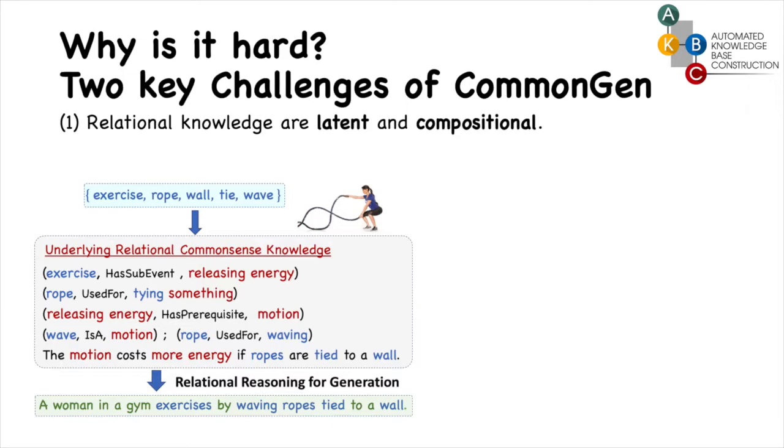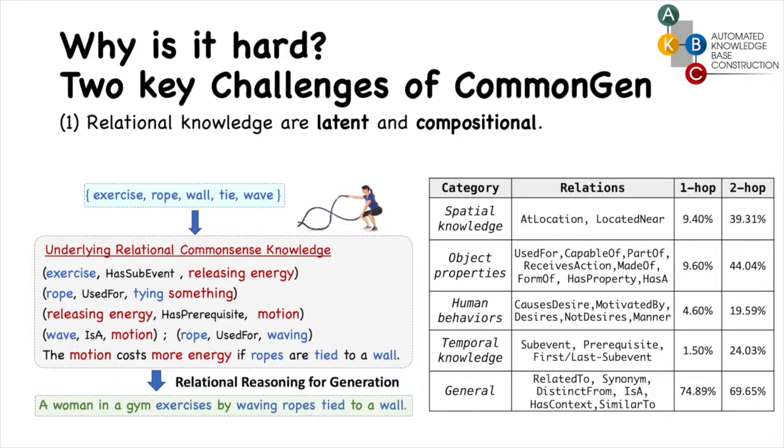We analyze our dataset and find that it covers different types of knowledge, such as spatial knowledge, human behaviors, object properties, and other general ones.